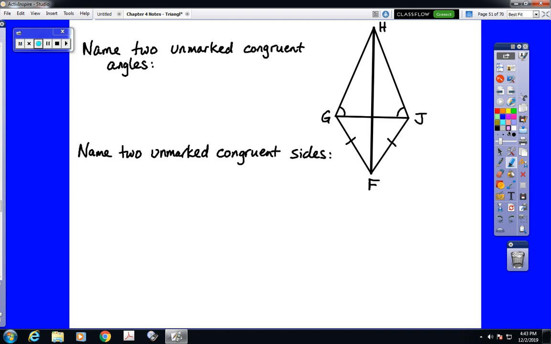Now to do that, we have to recognize that within this diagram are a couple of triangles that are not identified. So for the first part, where we're naming 2 unmarked congruent angles, we need to be looking at this triangle right here. That is, we are going to use triangle GJF to answer the first part of this question. Triangle GJF is marked as being an isosceles triangle. We have 2 congruent sides.